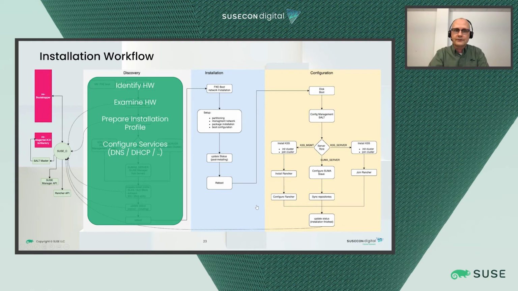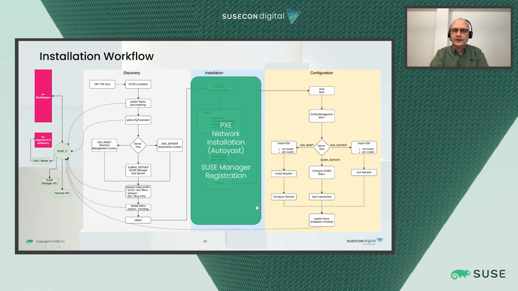And the task is to examine the hardware to find the serial number and to communicate with the SUSE controller to say, "Hey, I'm new hardware, what's to do?" And the SUSE controller will now speak with the inventory to see which role, which configuration is prepared for this machine. Based on this information, it will create an individual installation profile. So all needed services like DNS and DHCP entry and Cobbler profile will be created. And if this is finished, the system will reboot.